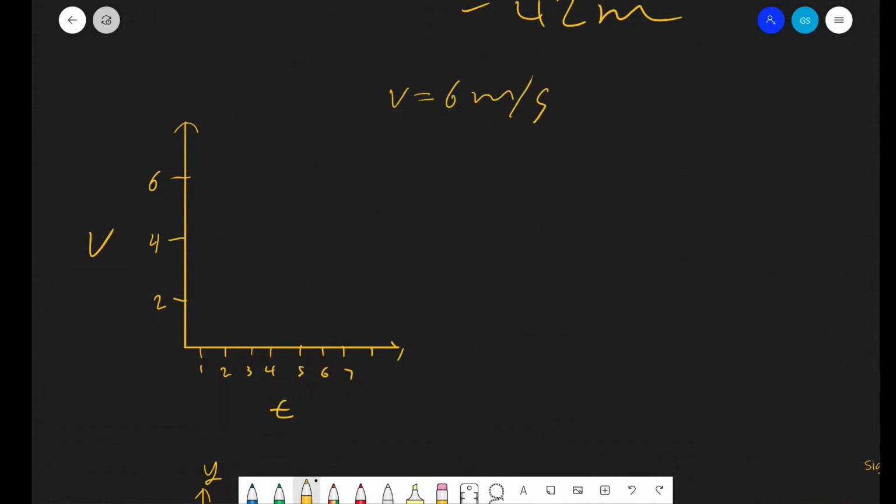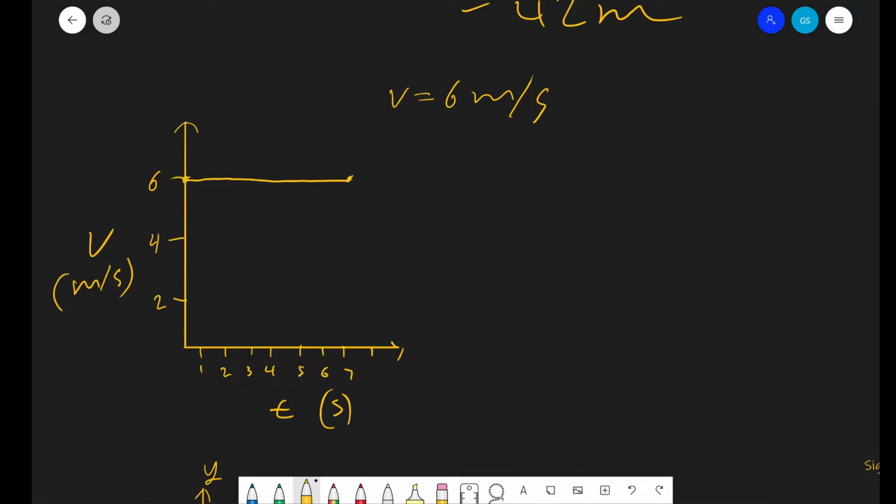Let me put it on a graph. So it's going 6 meters per second for 7 seconds. So it would just be a straight line from the 6 meters per second mark, because this is in meters per second and this is in seconds. So this would go straight like this, and then it would end right here. So we could sort of do like this, like a discrete function.